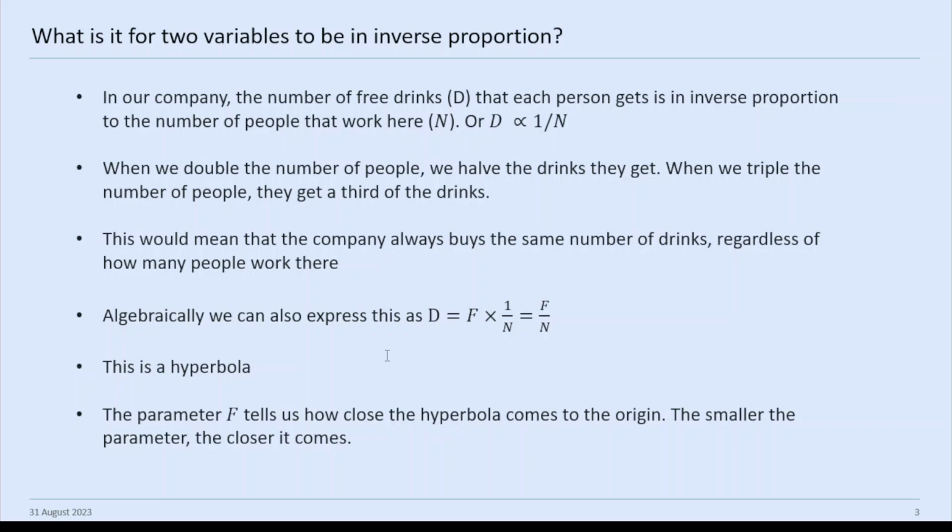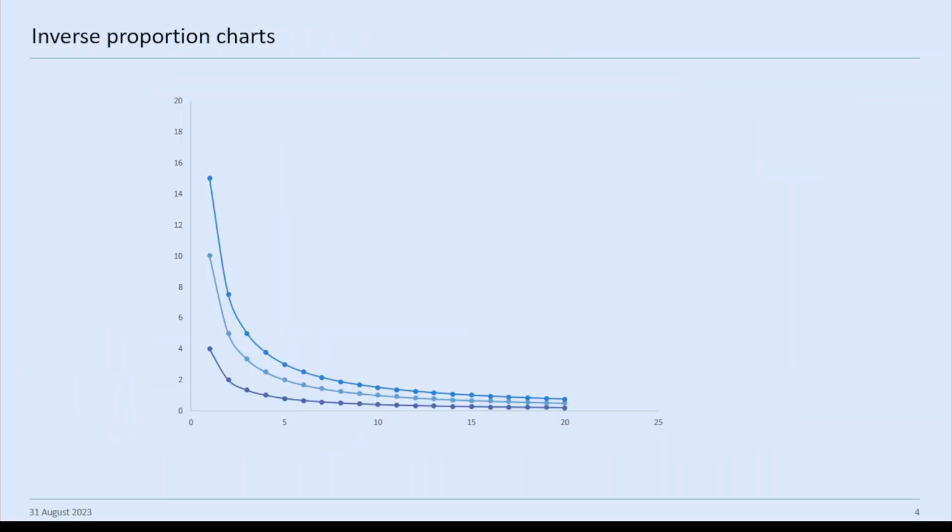If you drew it, and we're going to look at some now, with D as the y-axis and N as the x-axis, it's a hyperbola. And the parameter F tells us how close the hyperbola comes to the origin. So the smaller the parameter, the closer it comes. Here are some hyperbolae. This is a smaller parameter, this is a bigger parameter. As we get close to x = 0, they go right up to infinity.